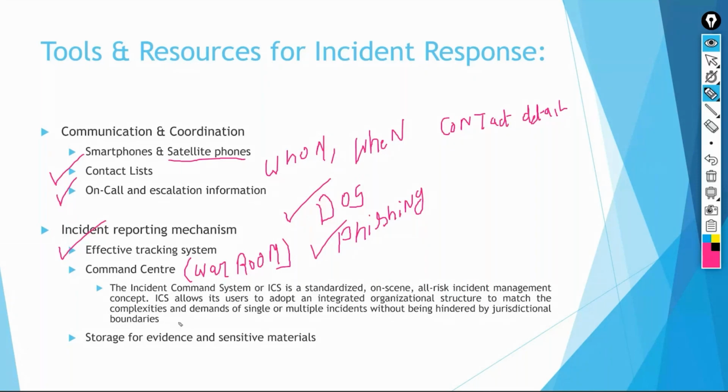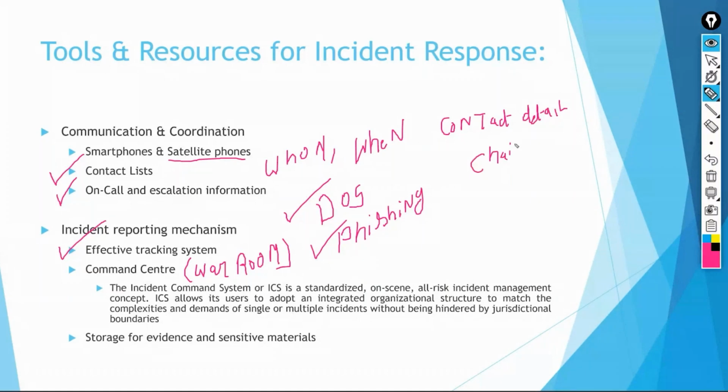Now, one of the things we have is storage for evidence and sensitive materials. Whenever an incident happens, you need to have a proper forensic process to collect the evidence, which can be acceptable in a court of law. So when I am talking about storage of evidence and sensitive materials, you should have a proper chain of custody.